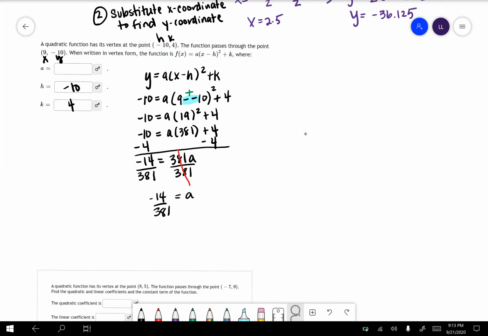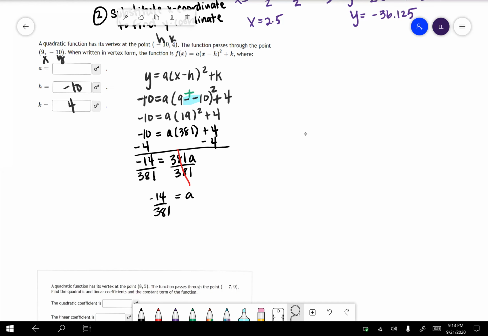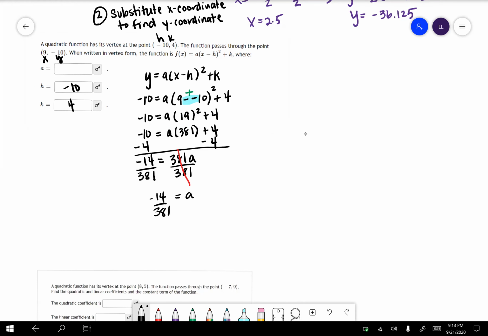But when you look at the 19, 19 is a prime number. And so when we squared it, that gave us 381. And because it was prime to begin with, we knew that 14 and 19 didn't have anything in common. Therefore, 14 and 381 was not going to have anything in common. So our A is negative 14 over 381. And so you type your answer here. And you are finished with that problem.